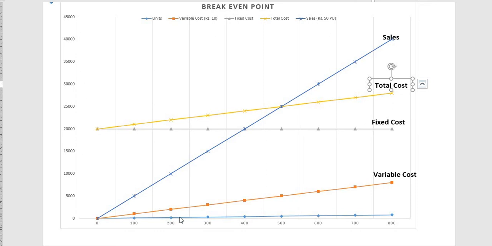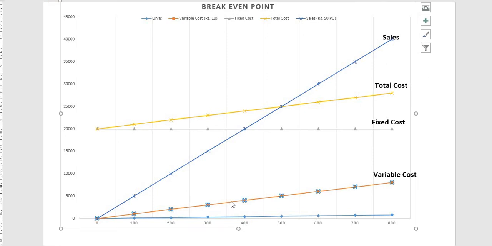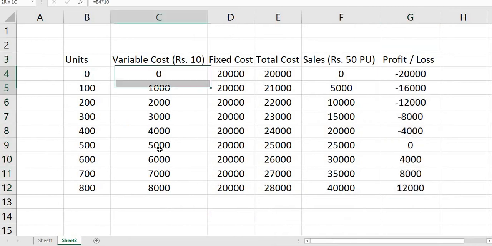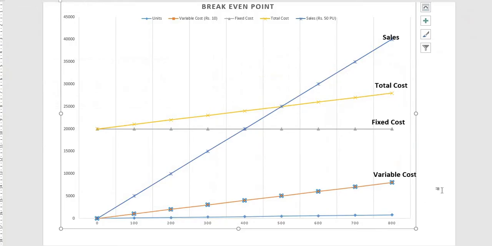Now the other lines on this chart. This particular line is the variable cost line. When we plot the various variable costs, these figures are plotted on this Word file like this. And this line here, which is a straight line parallel to the x-axis, is nothing but the fixed cost. Variable cost is moving upwards. As the quantity increases, the variable cost increases.